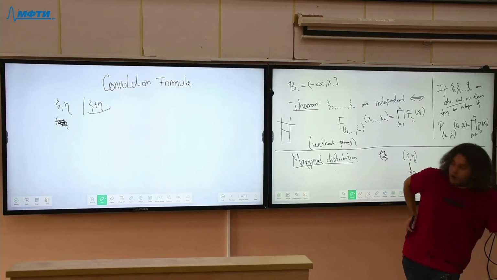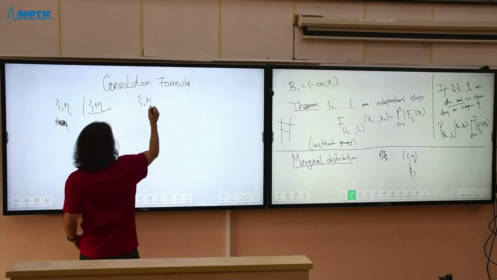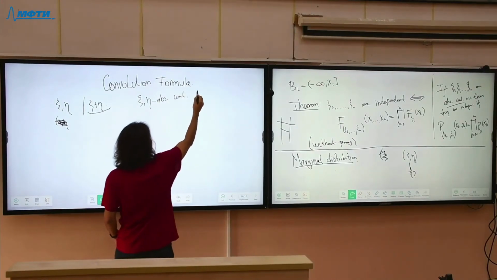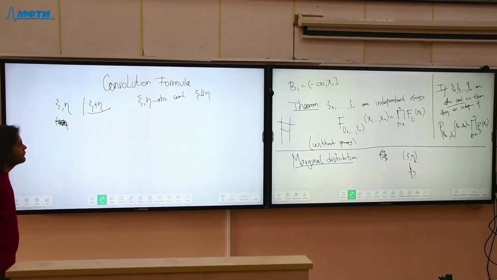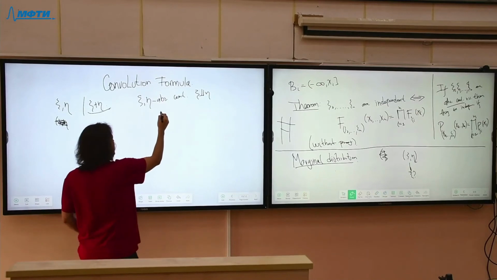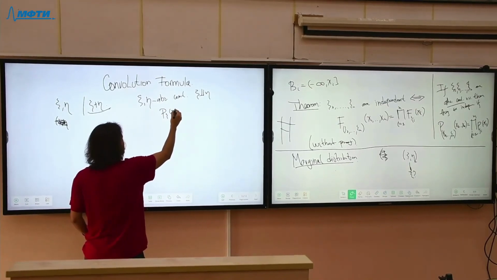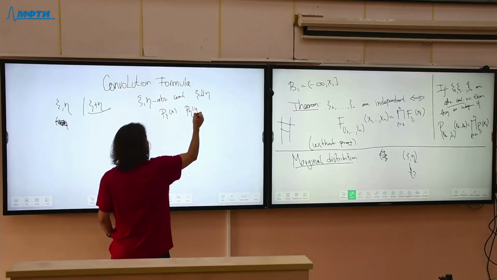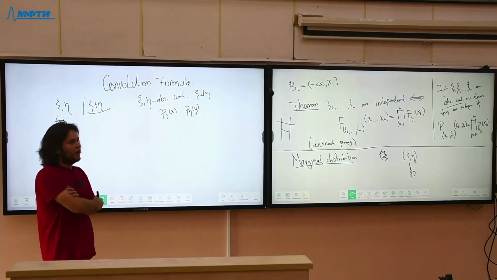Okay. Before that, what do we know? We know that both psi and theta are absolutely continuous, and they are independent. So if we know that the PDF of psi is this, and the PDF of theta is this, what is the PDF of the vector (psi, theta)?